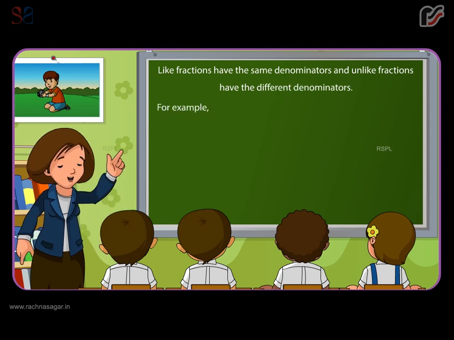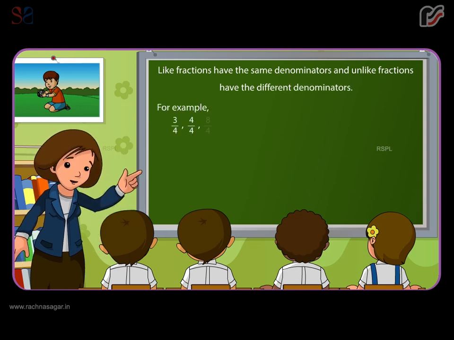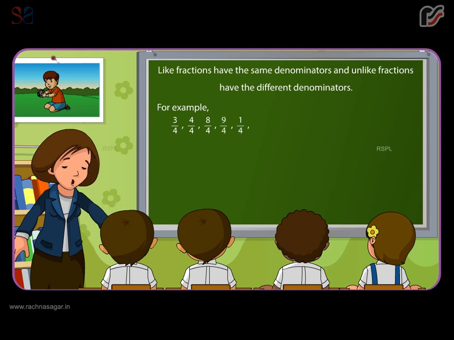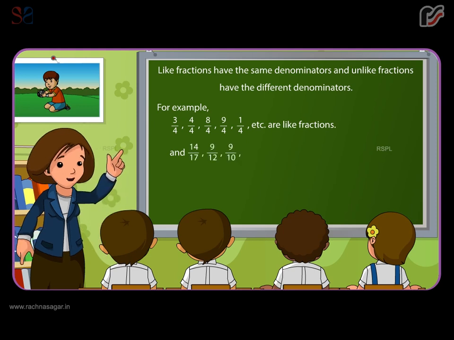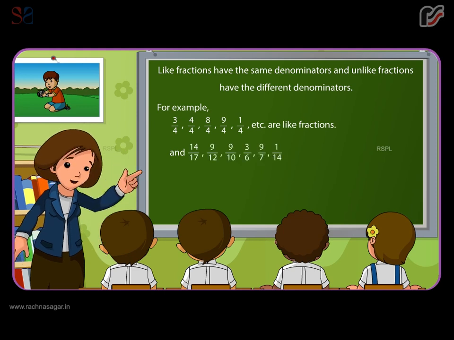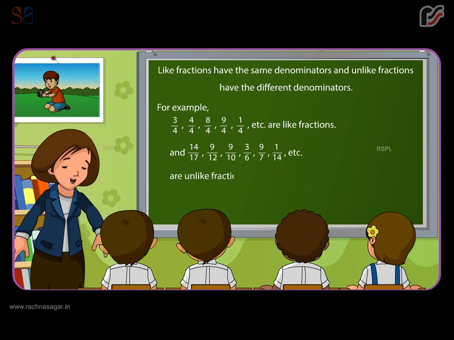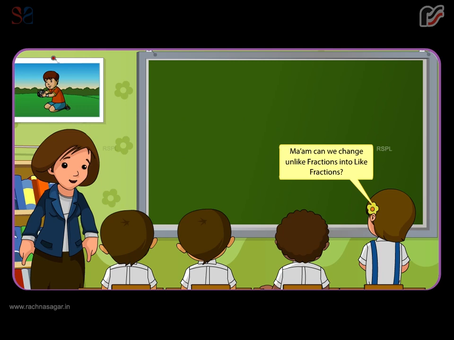For example, 3/4, 4/4, 8/4, 9/4, 1/4, etc. are like fractions, and 14/17, 9/12, 9/10, 3/6, 9/7, 1/14, etc. are unlike fractions. Ma'am, can we change unlike fractions into like fractions?